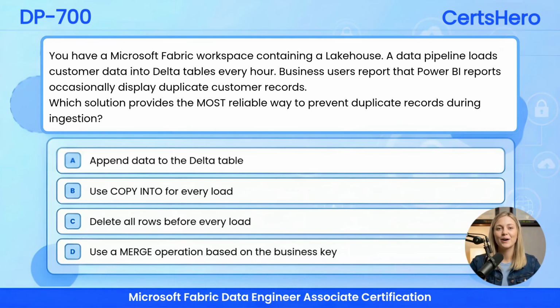You have a Microsoft Fabric workspace containing a Lakehouse. A data pipeline loads customer data into Delta tables every hour. Business users report that Power BI reports occasionally display duplicate customer records. Which solution provides the most reliable way to prevent duplicate records during ingestion? A. Append data to the Delta table. B. Use copy into for every load. C. Delete all rows before every load. D. Use a merge operation based on the business key. Pause for 5 seconds and choose the correct answer.